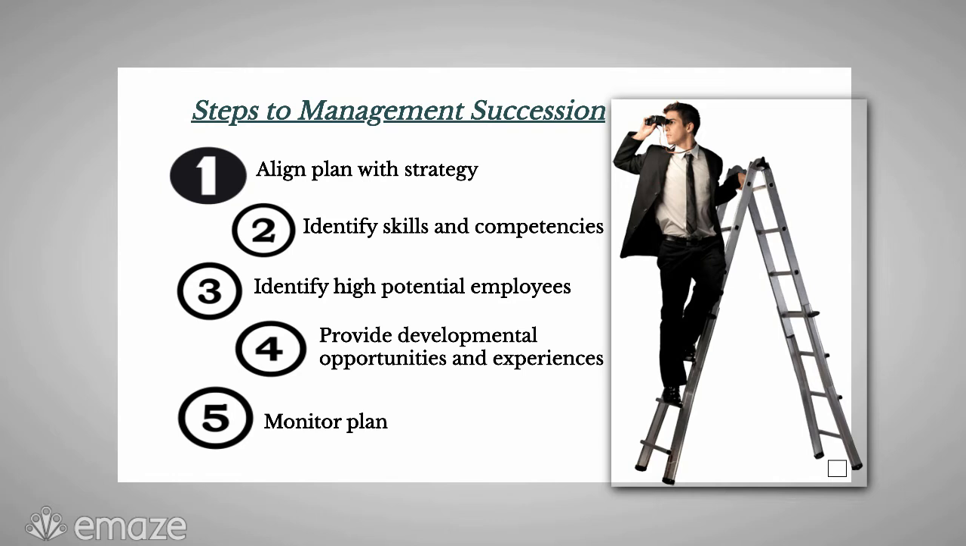There are 5 steps to management succession. 1. You align plan with strategy. There must be a business plan. Also, you must have an idea where you want the business to be in the future, right? Step 2. Identify skills and competencies. With step 2 now, you assign persons here that match their expertise to enhance productivity, and that is something you want to do within your company.